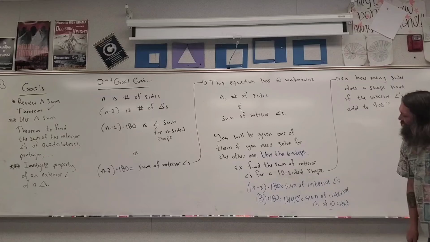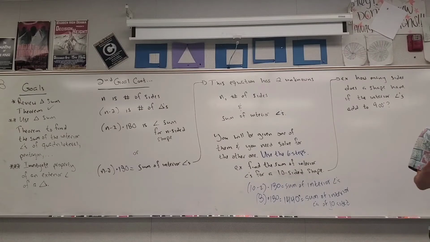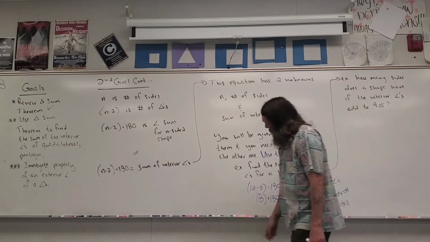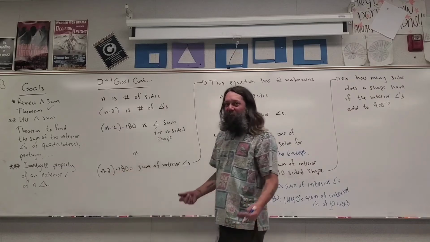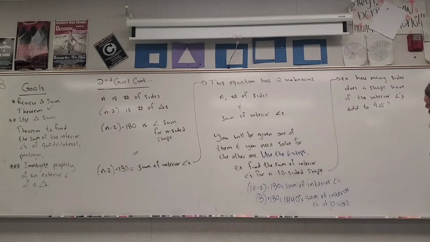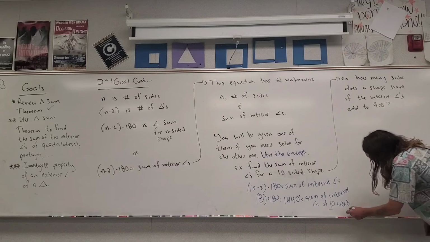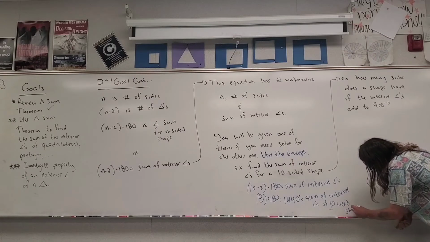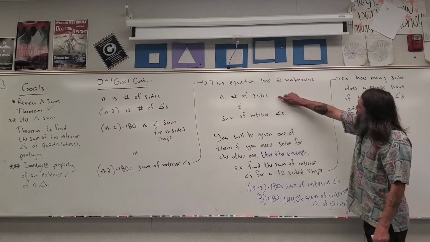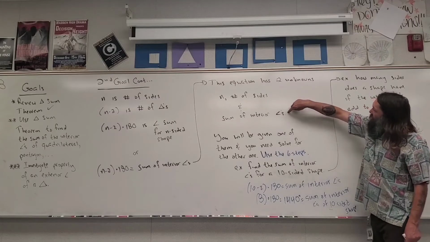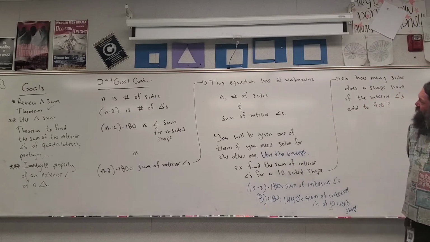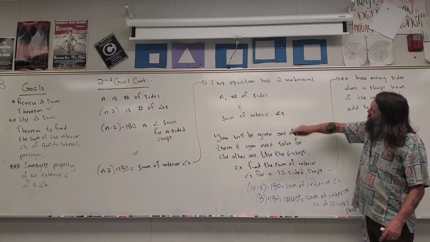I thought that if I picked 10, I would multiply 10 times 180 and get an easy result, but I overlooked the fact that I take away 2 from it. So that's the sum of the interior angles of a 10-sided shape. So that's working out an example where this is known and that's the unknown. Let's flip it and let's start off with this being known and that being unknown.